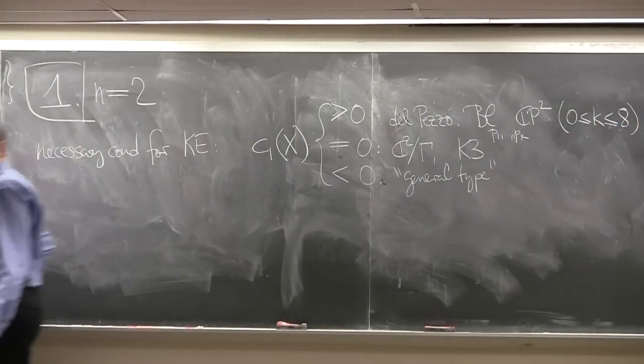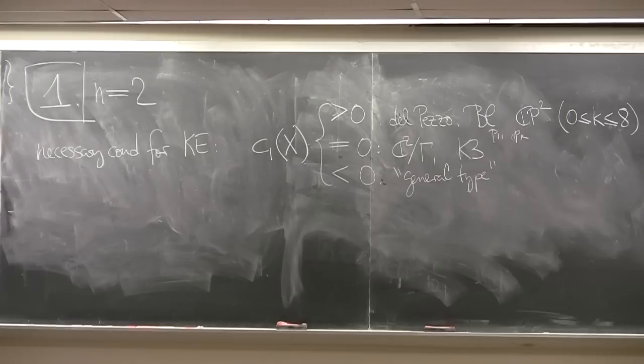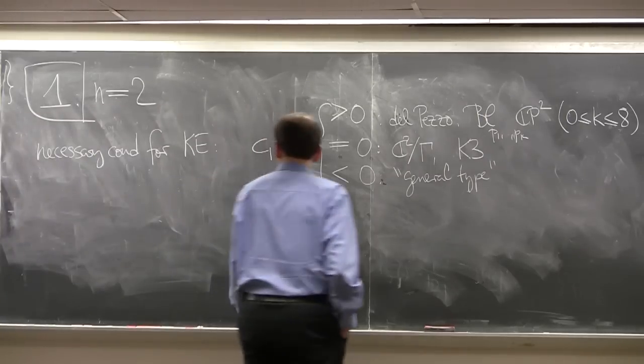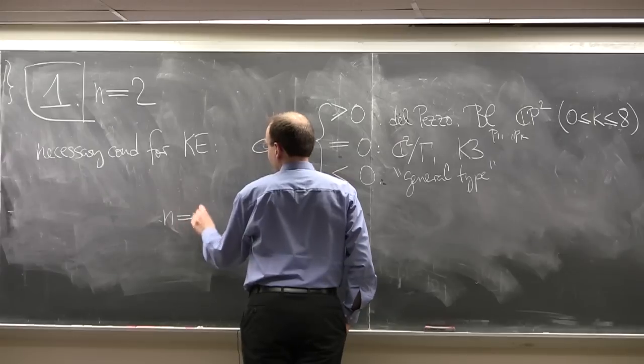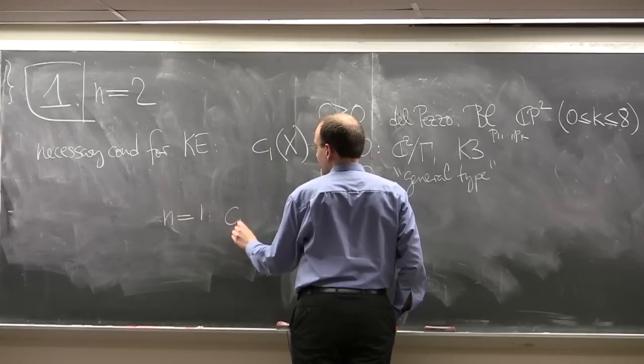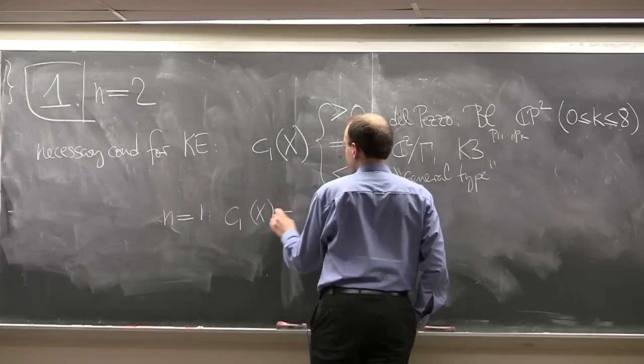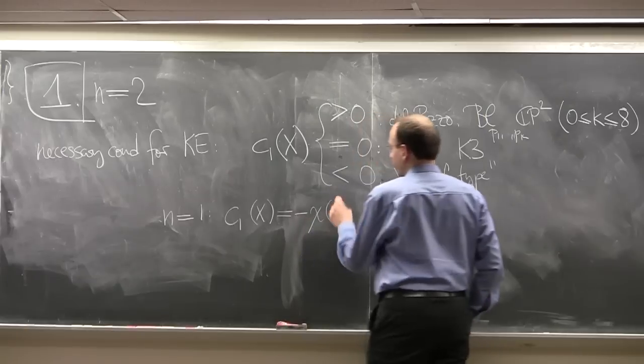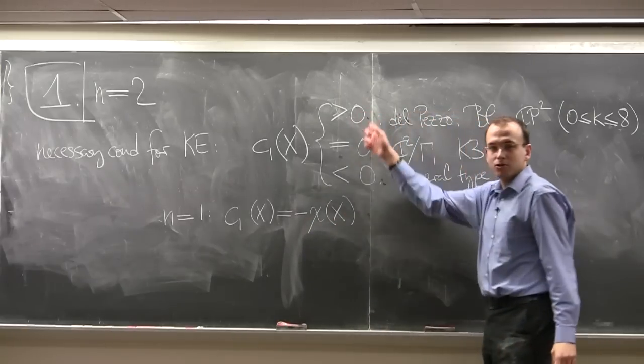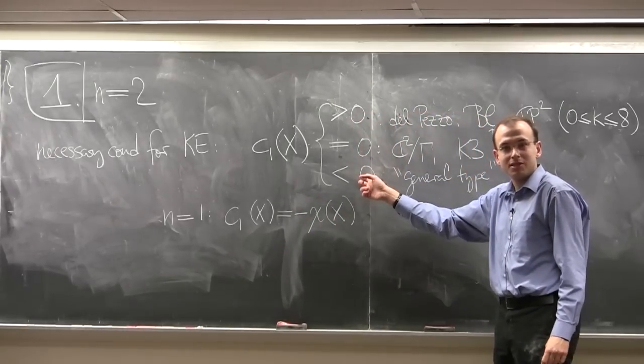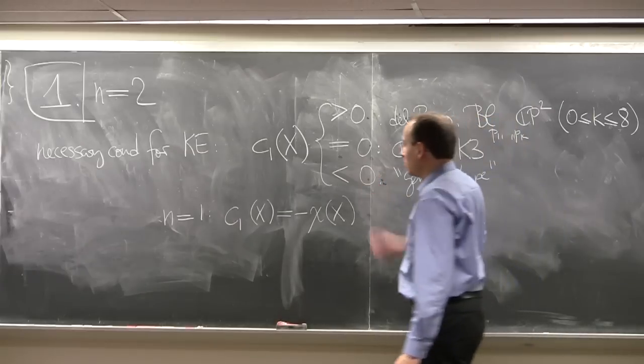So maybe two quick remarks. The first one is that the subdivision is reminiscent of what we know in the complex dimension 1 case, so Riemann surfaces. For complex dimension 1, the first Chern class is just minus the Euler characteristic of your surface, and then you have the sphere, tori, or surfaces of genus at least 2.